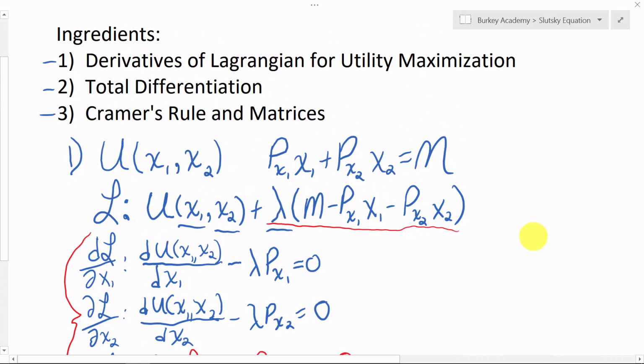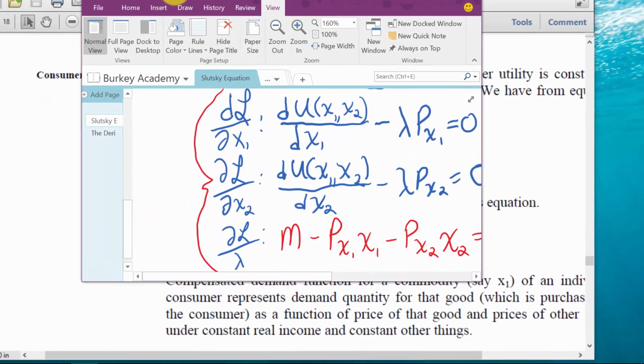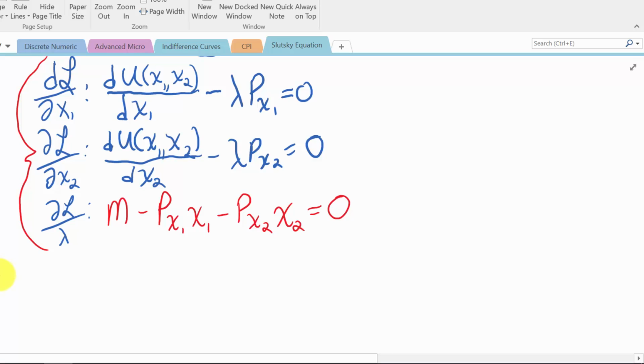Ingredient number 2 is making sure we remember the idea of total differentiation. So, total differentiation. Suppose we have an equation like this. Z equals, say, I don't know, x to the 5th. So we have two different explanatory variables on the right side, and we have a dependent variable on the left-hand side is the way to think about this. So x to the 5th plus, say, 7 times x times y plus 4 times y cubed.